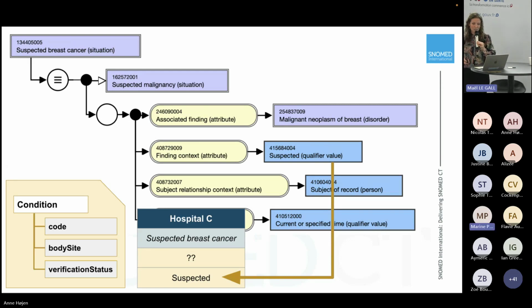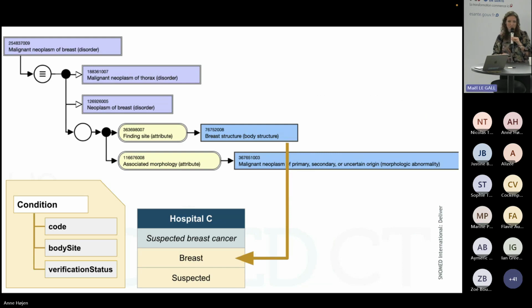It goes the same for hospital C. And then the value of the body site is to be found in suspected breast cancer here. If we look at suspected breast cancer, we get the verification status directly from how it was defined, but then you can see that it has an associated finding of malignant neoplasm of breast. So this concept in SNOMED CT, suspected breast cancer, is defined with having a finding of malignant neoplasm of breast. And if we look at that concept here, you can see that malignant neoplasm of breast is defined with a finding site of breast structure. So by traversing the defining properties, we find what we're looking for. We find the information we need to be able to communicate with all the data that we want in our message.